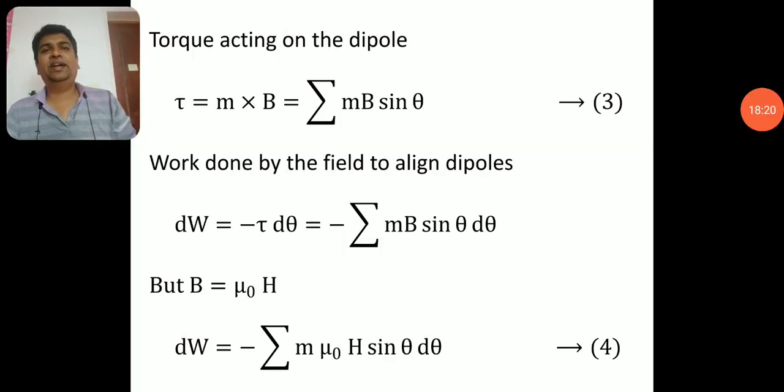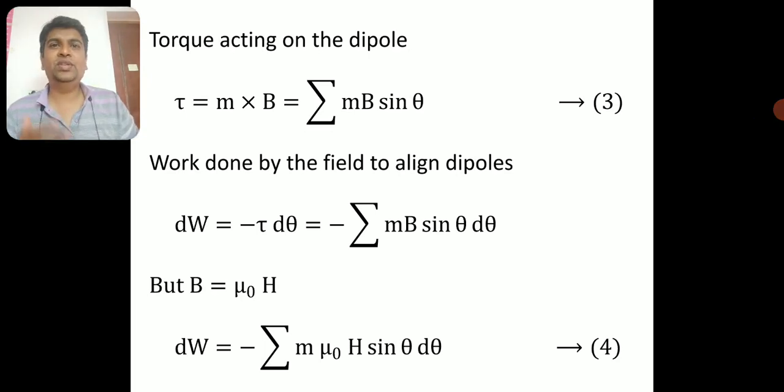Now let me find the torque acting on this dipole. We know the equation for the torque acting on dipoles; we derived this equation in the previous videos. Tau is equal to m cross B, and that is equal to sigma mB sin theta. If you find a cross product, you write sin theta; if you find a dot product, you write cos theta. Very simple. So m cross B will be mB sin theta, and we have a sigma there because I am considering all the dipoles. This is the torque due to all the dipoles.